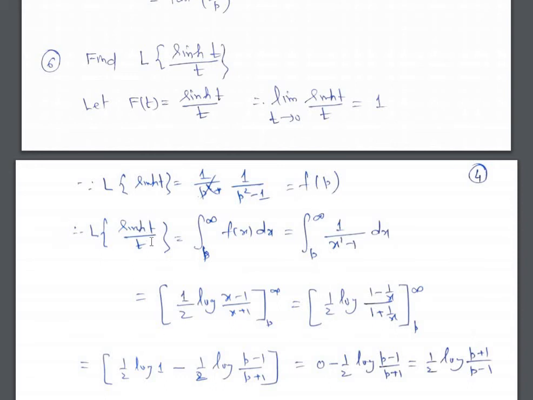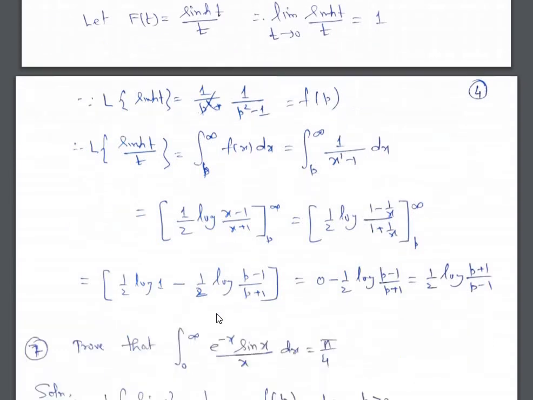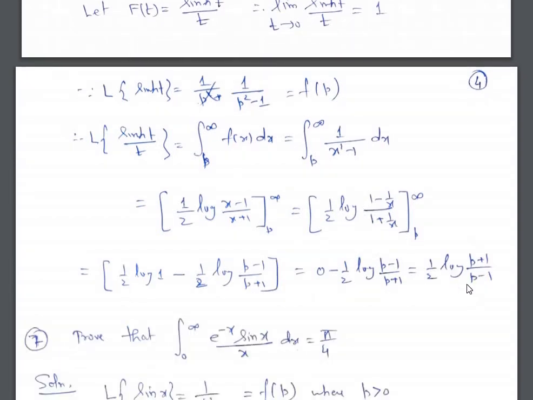So, L of sin hyperbolic t upon t is given by the integration of f x dx with limits p to infinity, which is the integral from p to infinity of 1 upon x square minus 1 dx. Integrated, we have 1 upon 2 log of x minus 1 upon x plus 1, limits from p to infinity, which can be written as 1 by 2 log of 1 minus 1 upon x upon 1 plus 1 upon x, from p to infinity. Put the limits, and we get half log of p plus 1 upon p minus 1.